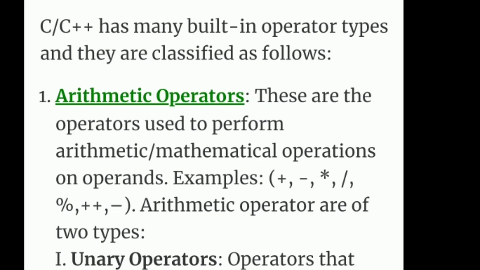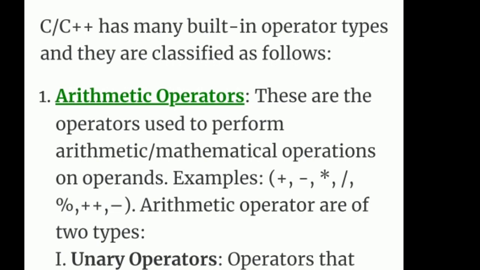Greater than: 5 greater than 3 is equivalent to 1. 5 less than 3 is equivalent to 0. Not equal: meaning of the not equal. 5 not equal to 3 is equivalent to 1.